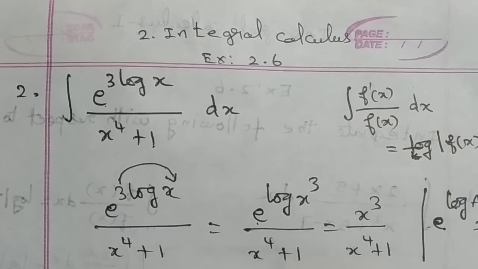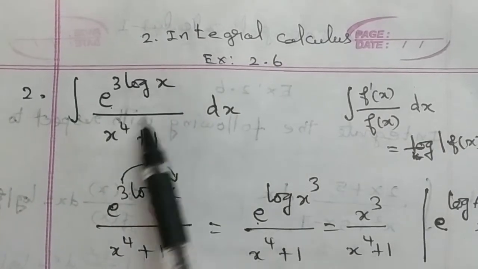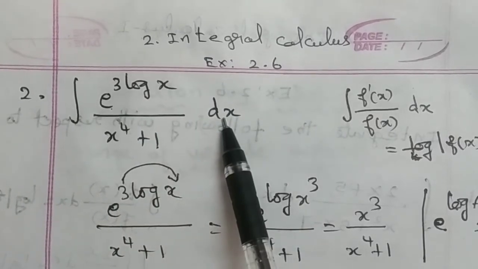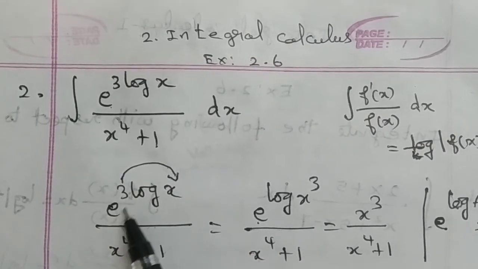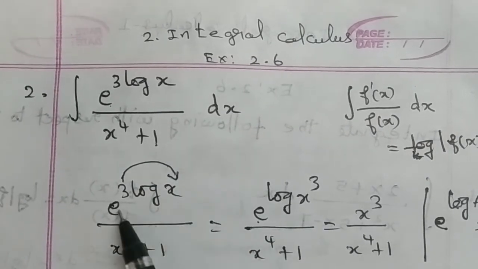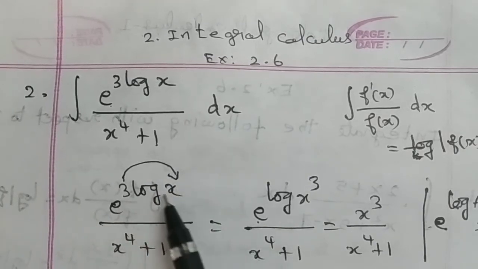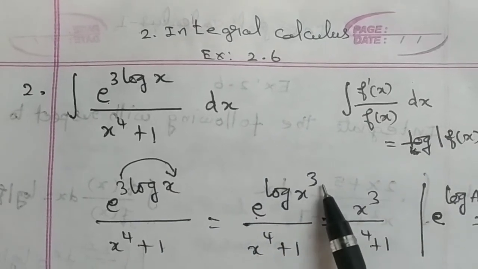Second question. Integral of e power 3 log x divided by x power 4 plus 1 into dx. First, simplify this one. E power 3 log x is in the exponential form. So bring the power inside: log x cube, e power log x cube.